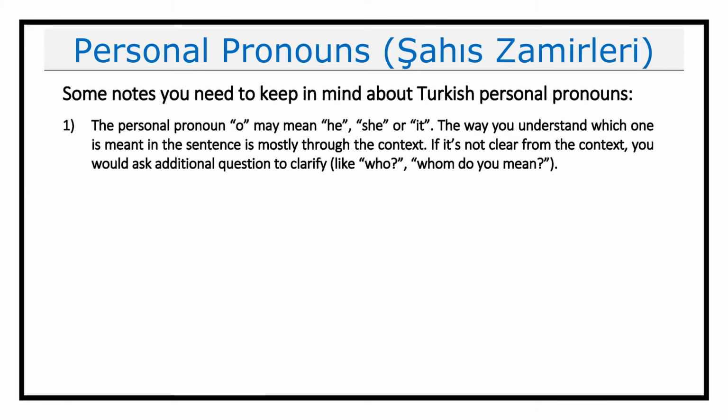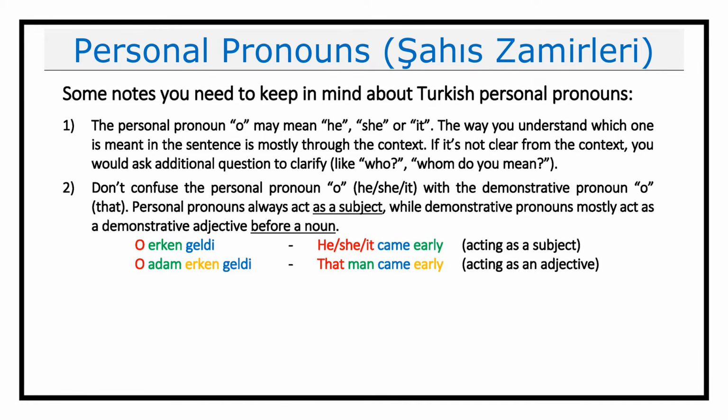And if it's not clear from the context, you would simply ask an additional question to clarify, like who or whom do you mean? And the person would respond to clarify and say, for example, I mean Arzu, which is a female name, or that person is my mother, or somebody else who is female. So in such a case, o would mean she. But believe me, in most cases, you will know whether it's he, she, or it from the context.